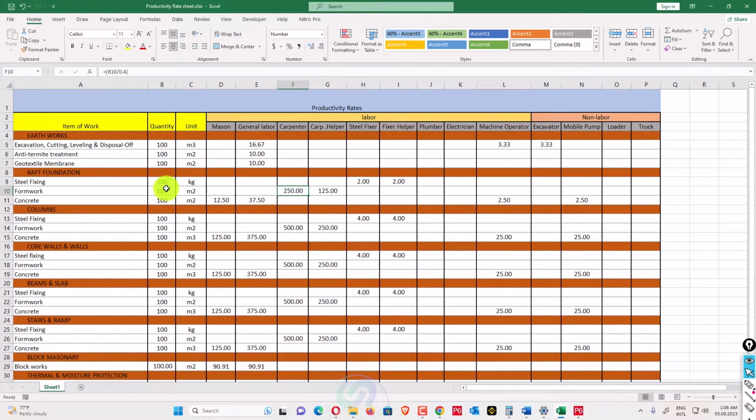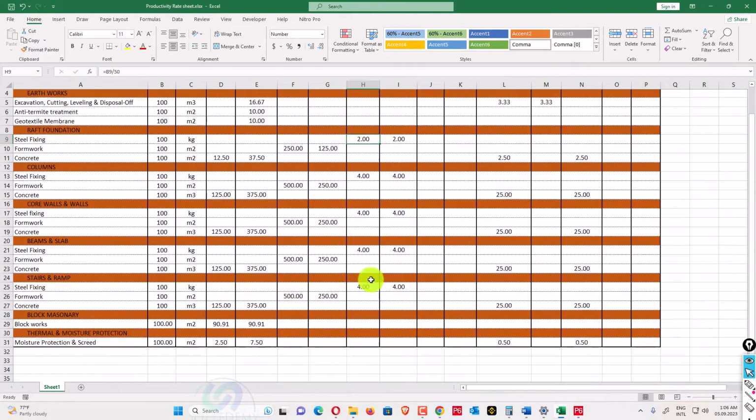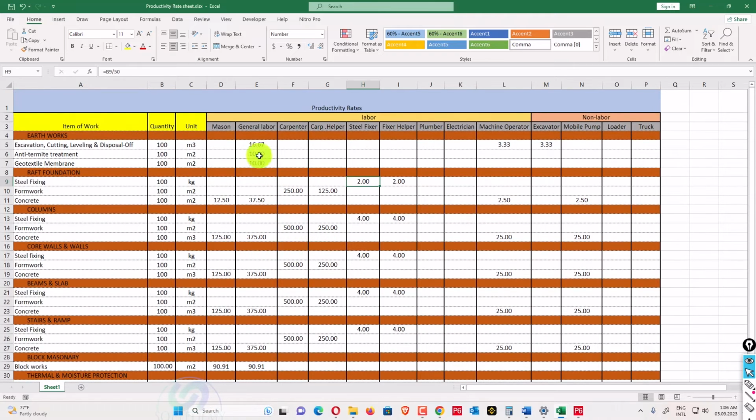The work is also 100 square meters. So what we'll consider here is 2 hours for 100 kg. So it's in hours. This is completely what we consider, and it will be multiplied with your quantity.